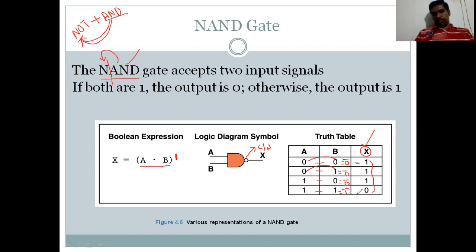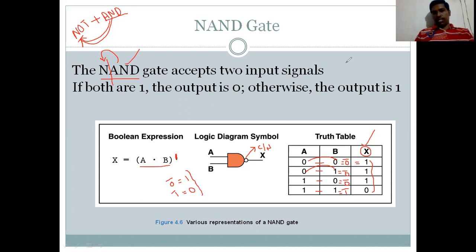This is the NAND gate output expression. See, simple, just multiply them and put a bar over that. If you got 0 when you multiply A and B, put a bar here, then you will get 1 as your answer. Suppose you multiply A into B and you got 1 as your answer, put the complement here, then that becomes 0. Okay, right? So if you remember this, then that will be easy for you to understand.